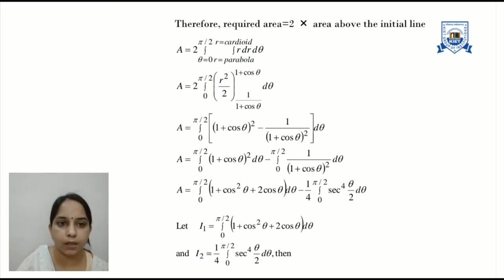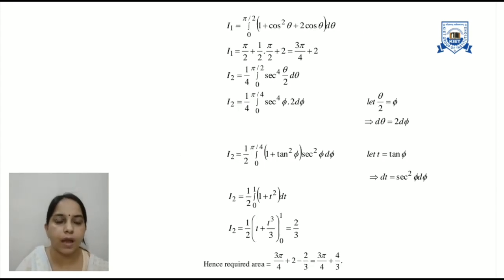On simplifying these, we get two integrations and we write them as I1 and I2. We are doing this just for our simplicity so that we can easily integrate the function. After calculating the values of I1 and I2, I will put these values in A and get the required area. So calculating I1, I have limits from 0 to pi by 2 and the function is 1 plus cos squared theta plus 2 cos theta d theta.